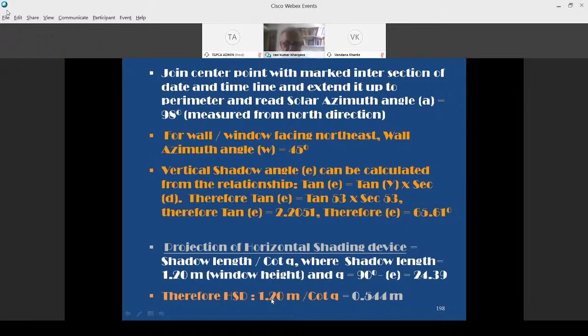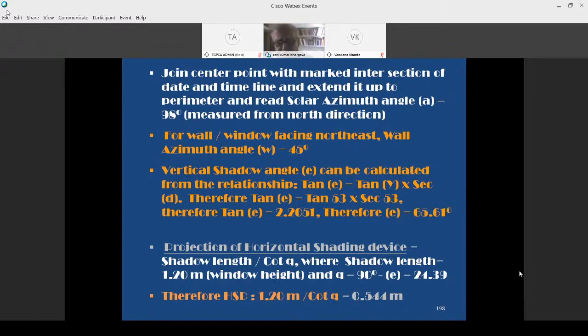Shadow length, or projection, will equal the shadow length, that is 1.20 meter, divided by cot of theta. You fill in 1.2 divided by 24.39, and that will give you the projection of the horizontal shading device. As per my calculation, it is coming 0.544 meter, very much practically possible.